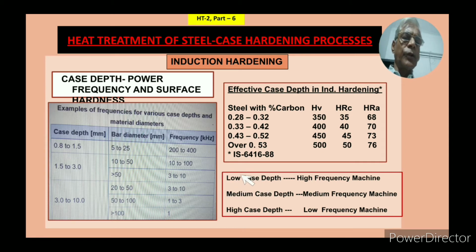For low case depth, okay, see, this is a low case depth requirement wherein you are getting a very high frequency, 200 to 400. Okay, it goes like this. But in medium case depth, you require a medium frequency machine. In case of high case depth, like this 3 to 10 mm, depending upon the part dia, you can go up to 1 or up to 10 kilohertz. So for high case depth, the frequency is lower. For medium, it is medium, and for lower case depth, the frequency is high.